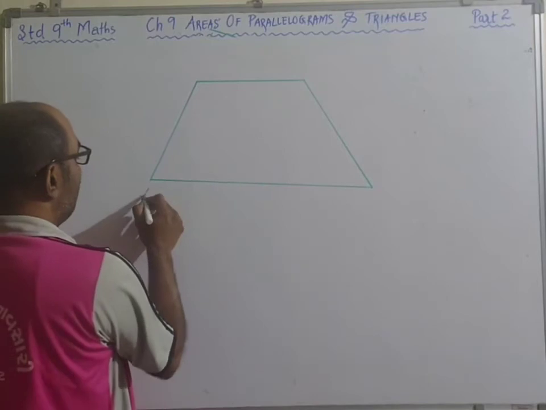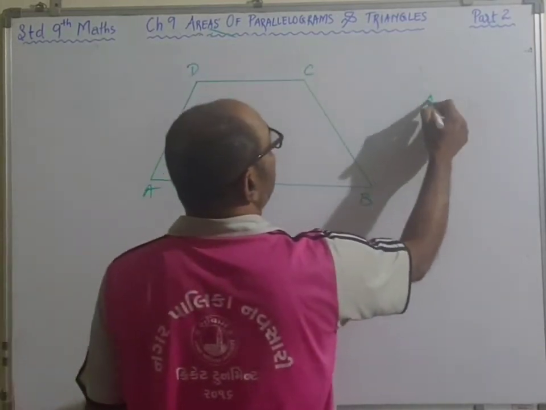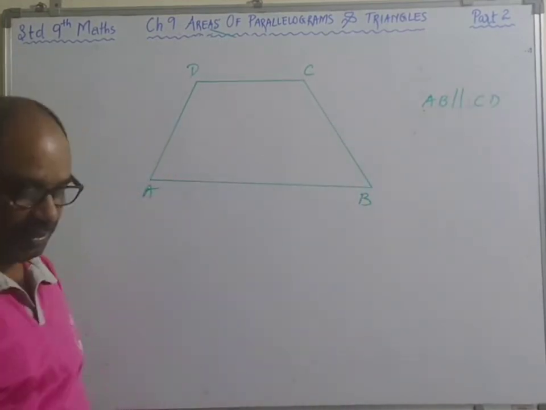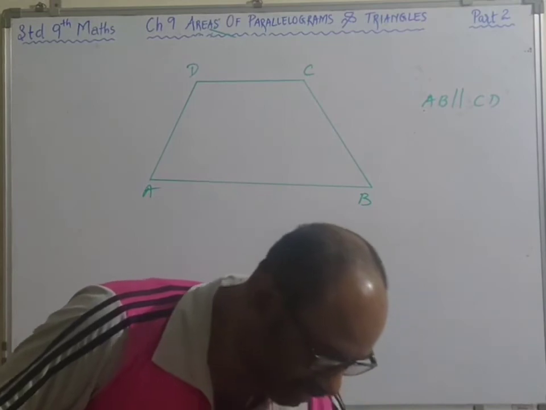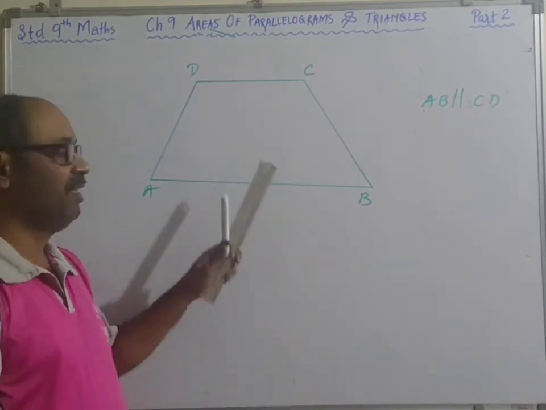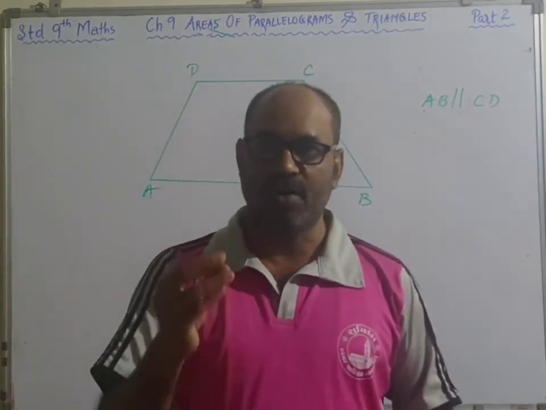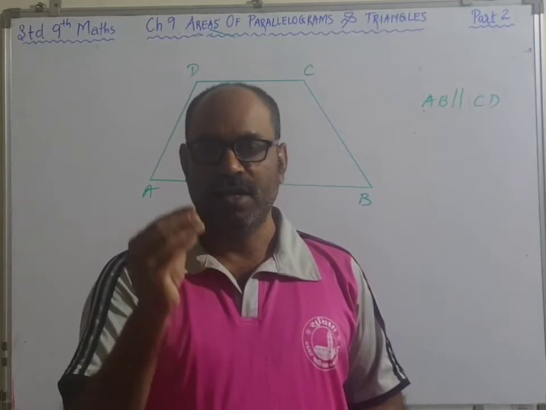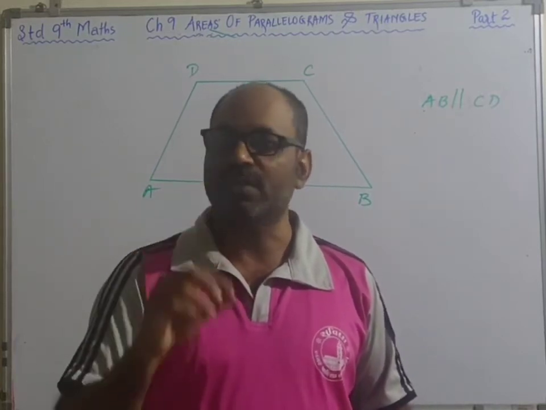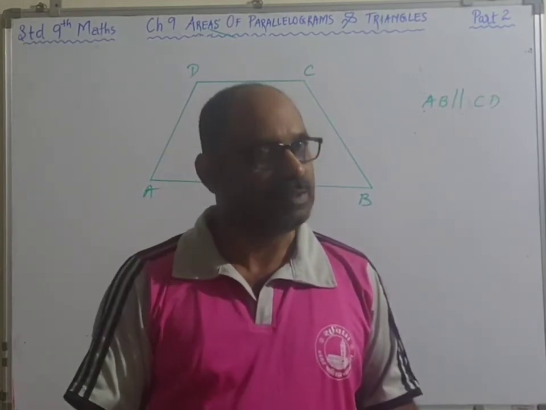So here is trapezium ABCD, in which AB is parallel to CD and BC and AD are non-parallel sides. Children, how will you find the area of this trapezium? So far, whatever you learned, from there you can conclude that if you want to find area of any closed figure, you will have to divide it into some parts. But those making of parts should be done smartly.